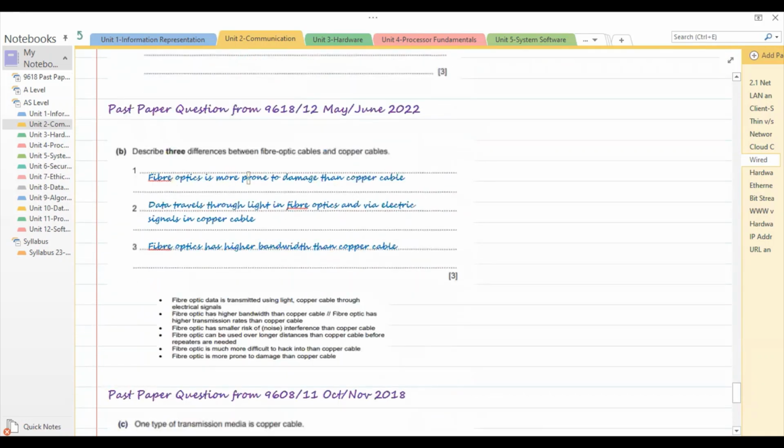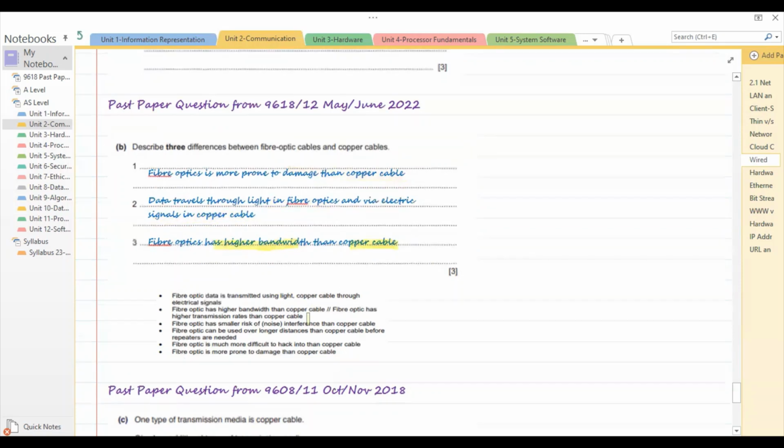So I have written: fiber optics is more prone to damage than copper cable. Data travels through light in fiber optics and via electric signals in copper cable. Fiber optics has higher bandwidth than copper cable. So any 3 points you can write.